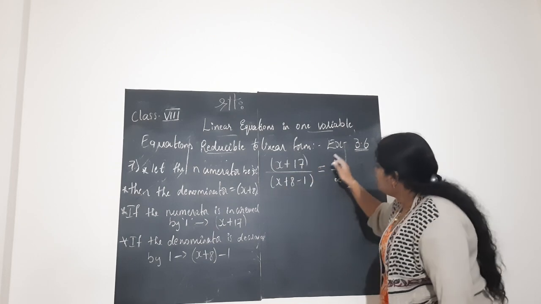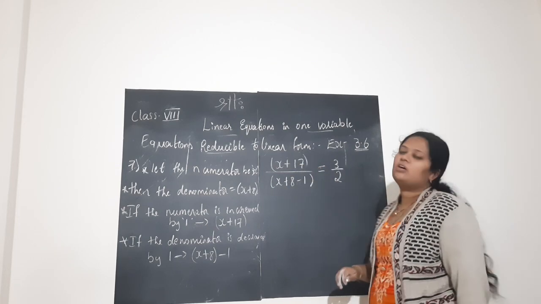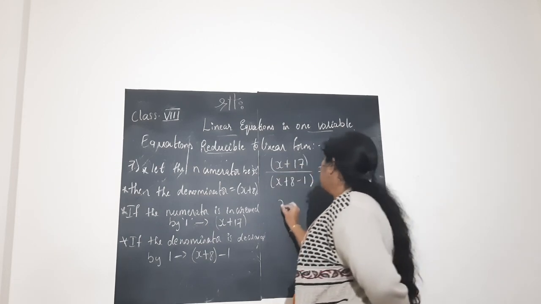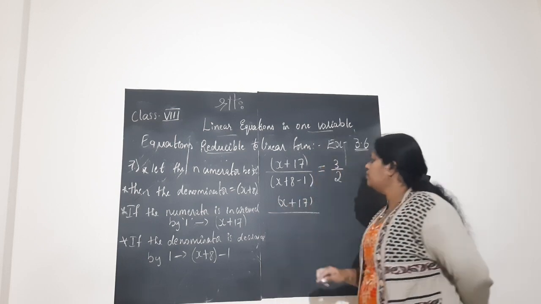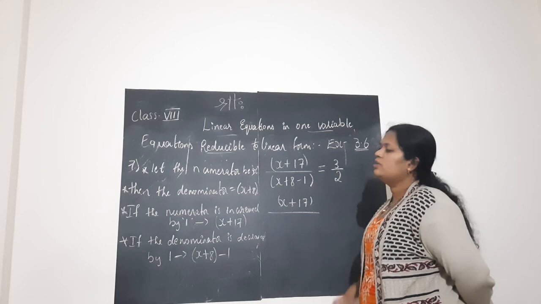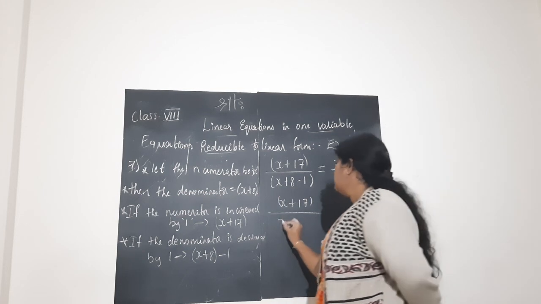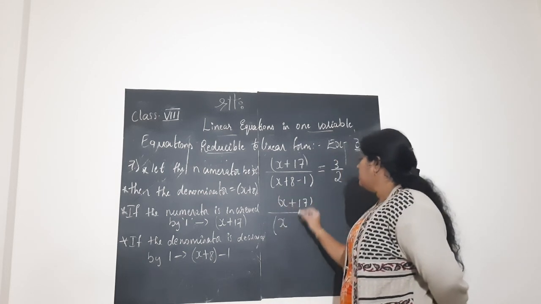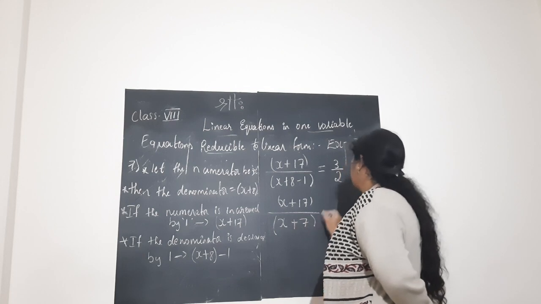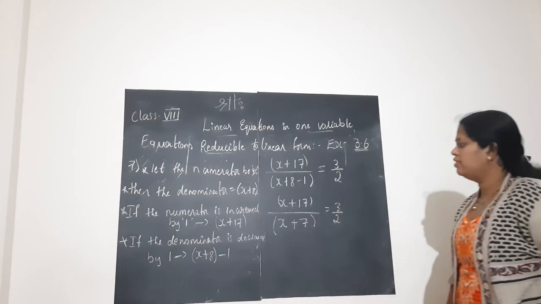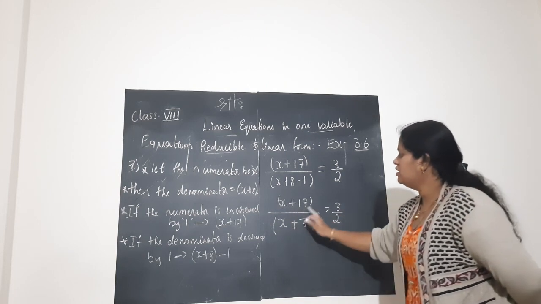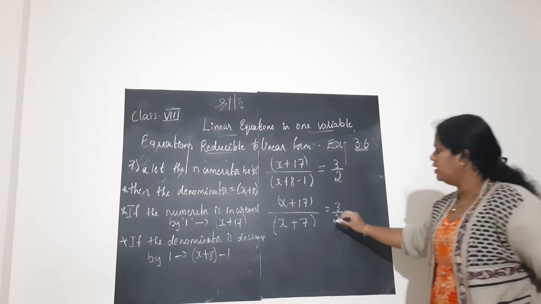Now check whether you can simplify LHS or RHS separately. X plus 17, can you simplify? No, I will write it as it is in the numerator. X plus 8 minus 1, can I simplify? Yes. X, if I write, children, plus 8 minus 1 is plus 7. 3 by 2, can you simplify? No, both are prime numbers, so write them as it is. X plus 17 by x plus 7 is 3 by 2.